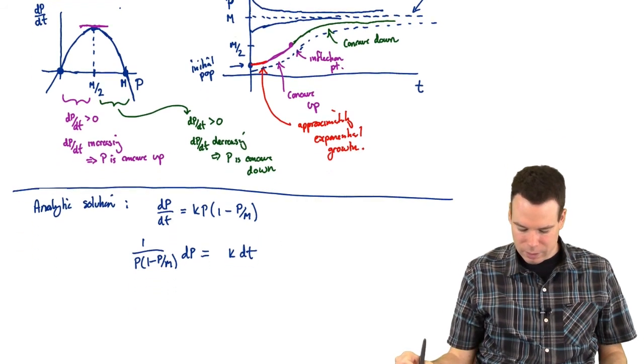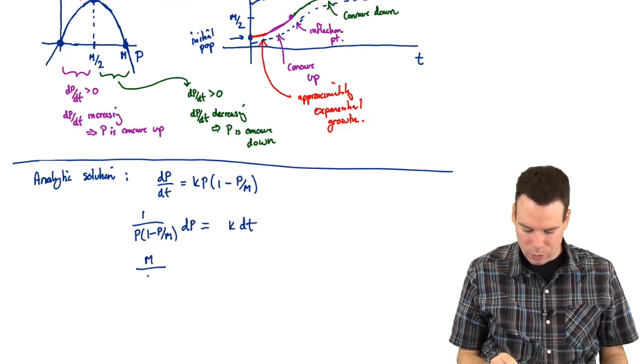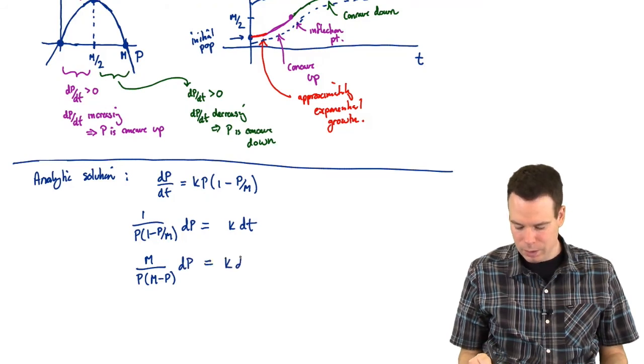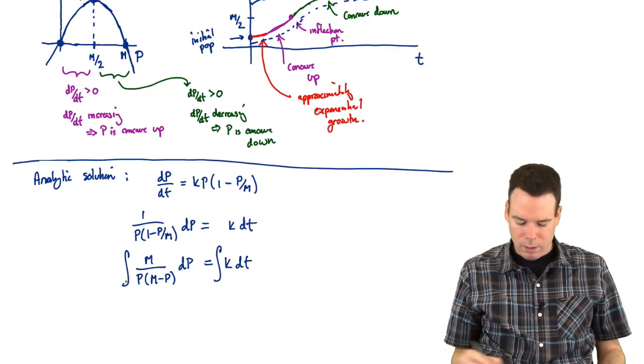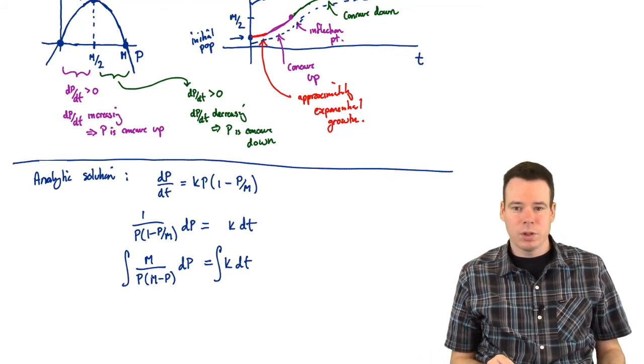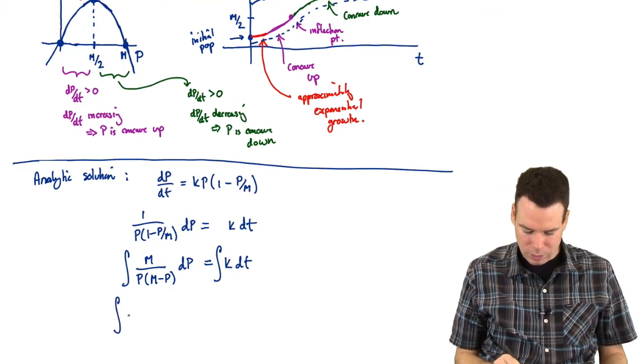I'm just going to clean things up a little bit over here. I'm going to multiply through by M top and bottom. So I get M over p times (M minus p) dp is equal to k dt. Our goal is to now integrate. Integrating the expression on the left, well, that's a rational function in p, so I can use partial fraction decomposition.